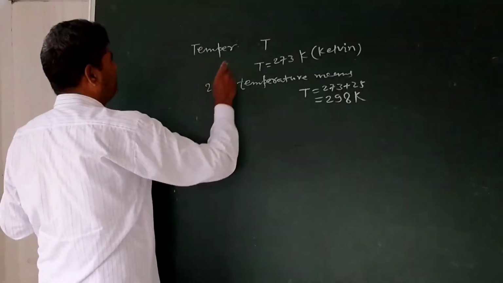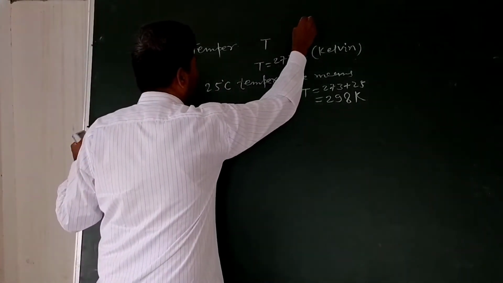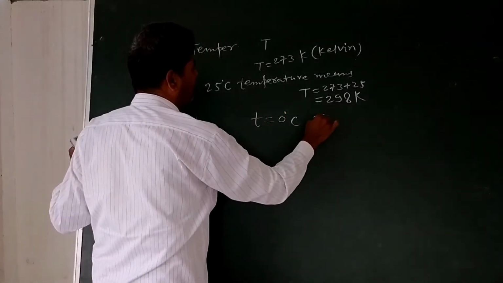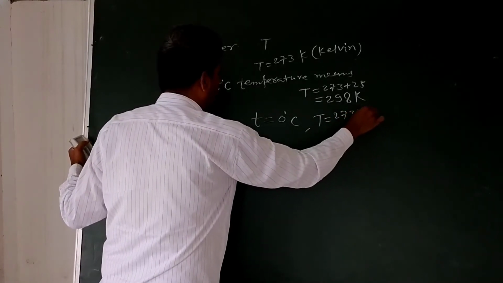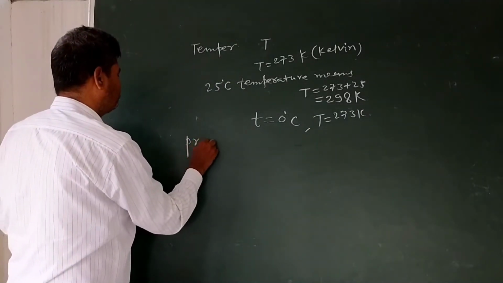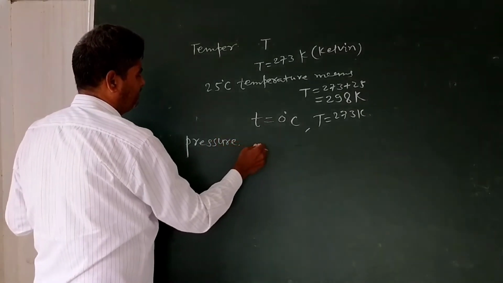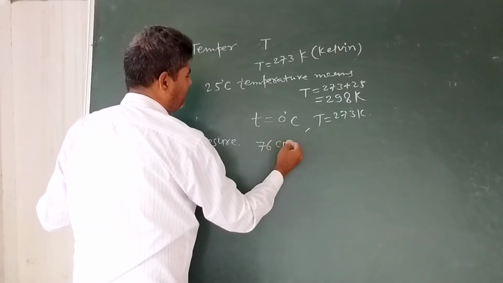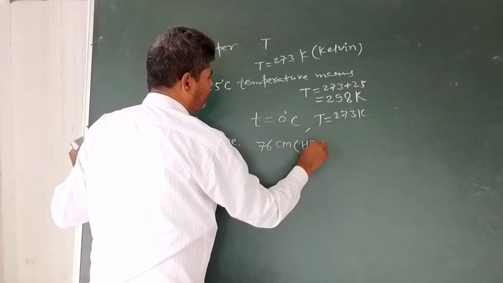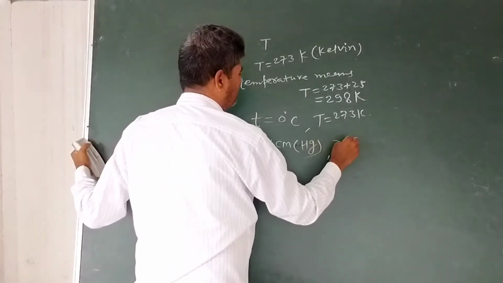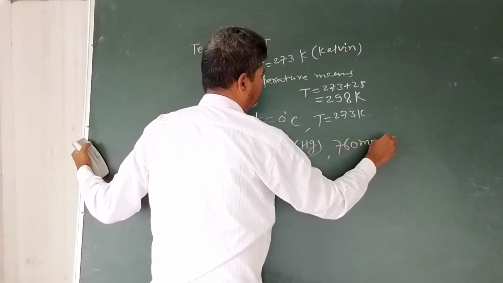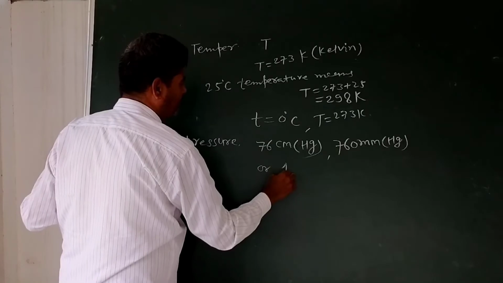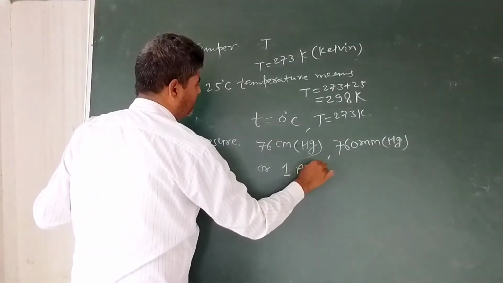For STP, the temperature is small t equal to 0 degree Celsius or capital T equal to 273 Kelvin. And for pressure, it should be equal to 76 centimeter length of mercury, or 760 mm length of mercury, or 1 atmospheric pressure, 1 atm.